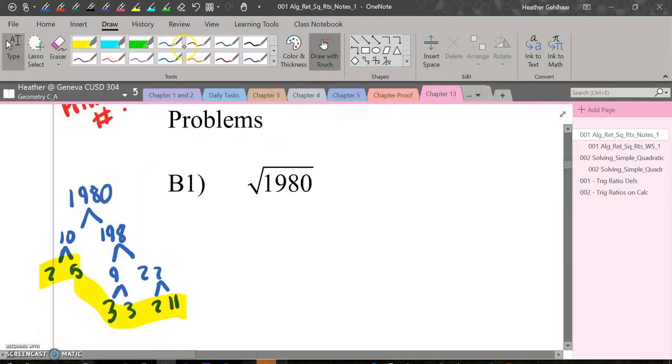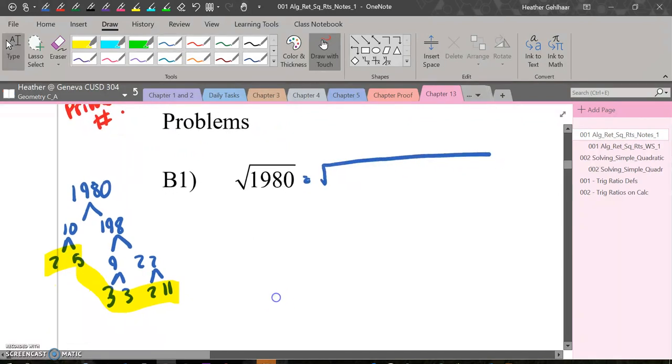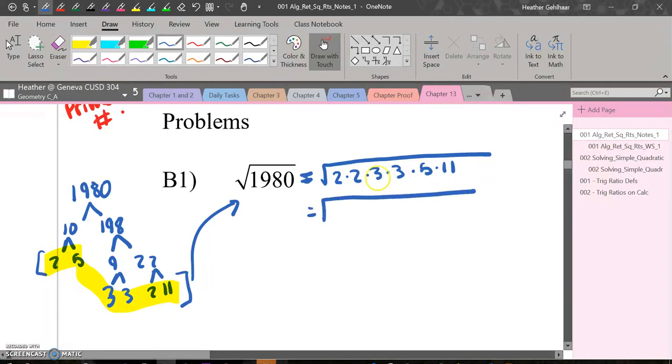Now that we have it down into our prime factors, I'm going to list it out under a giant square root over here. It's supposed to be an equal sign. I'm going to write them in order from least to greatest: 2 times 2 times 3 times 3 times 5 times 11. Those are all of the prime numbers highlighted in yellow, written underneath the square root, least to greatest. Now I'm going to combine the pairs: 2 squared times 3 squared times 5 times 11.